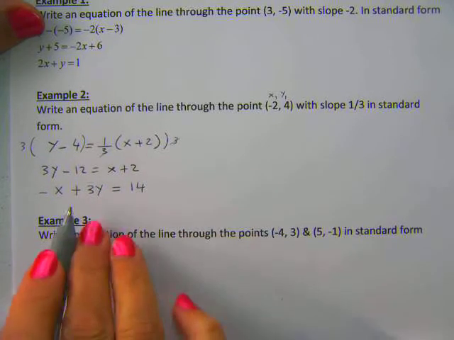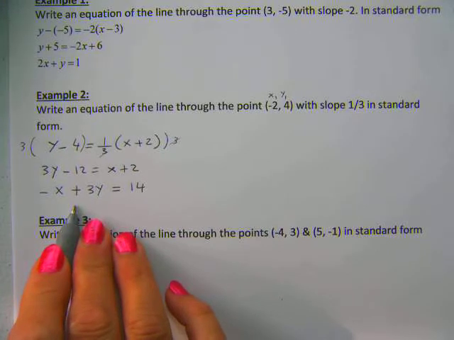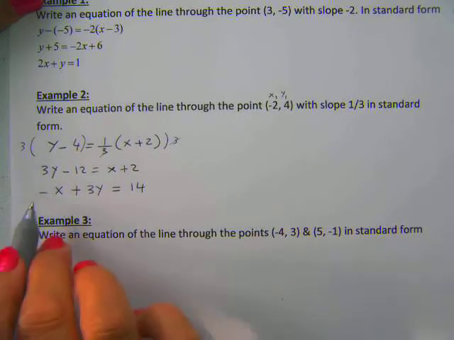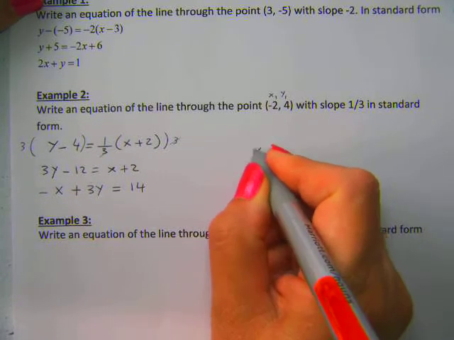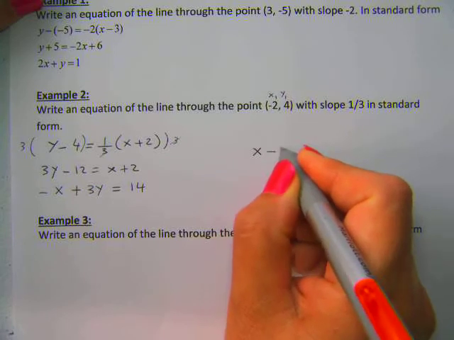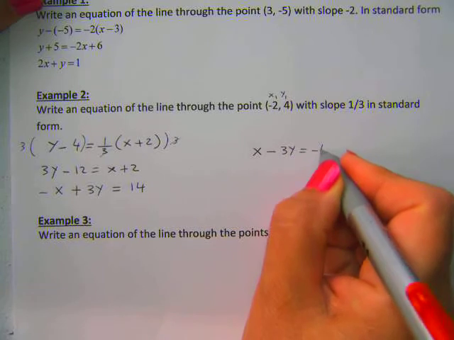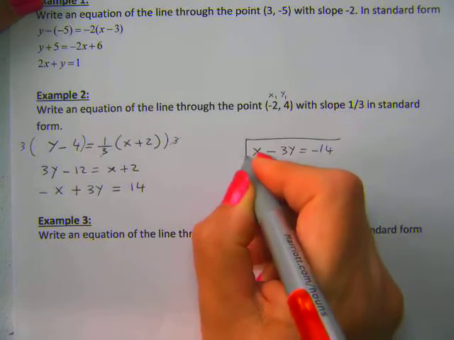Now, is that a standard form? I hope you said no. And why? Because the coefficient of x should be positive. So let's multiply the whole equation by negative 1. So you're going to get x minus 3y equals negative 14.